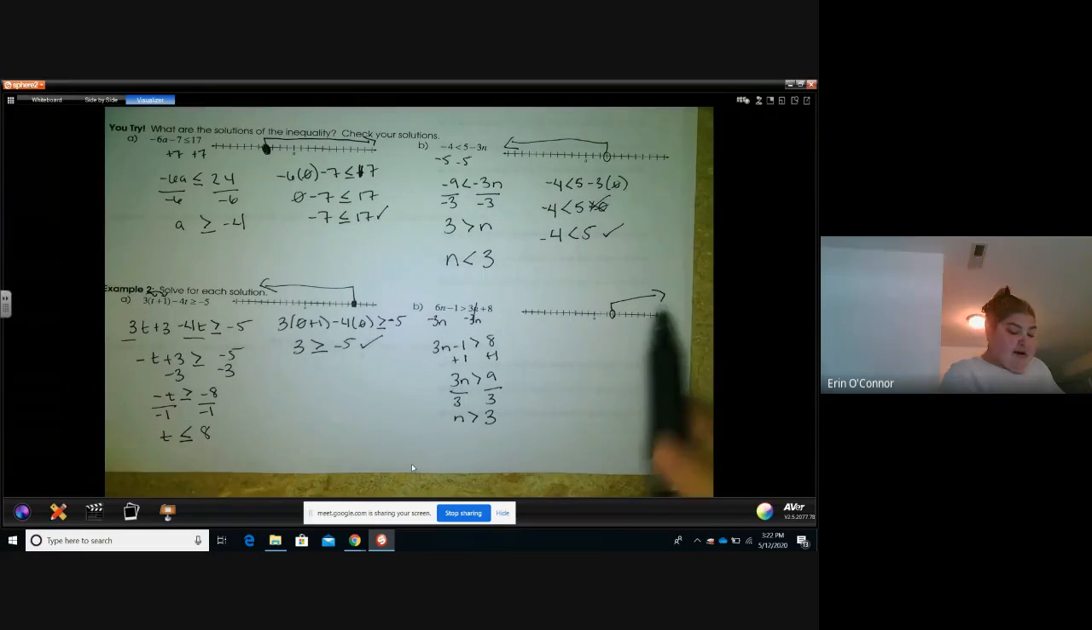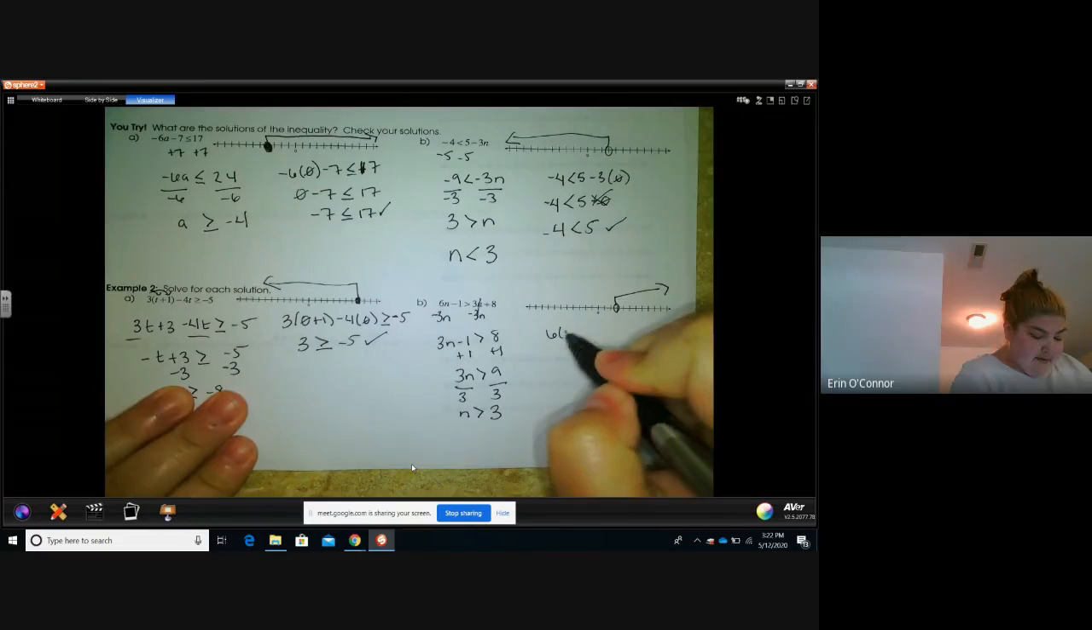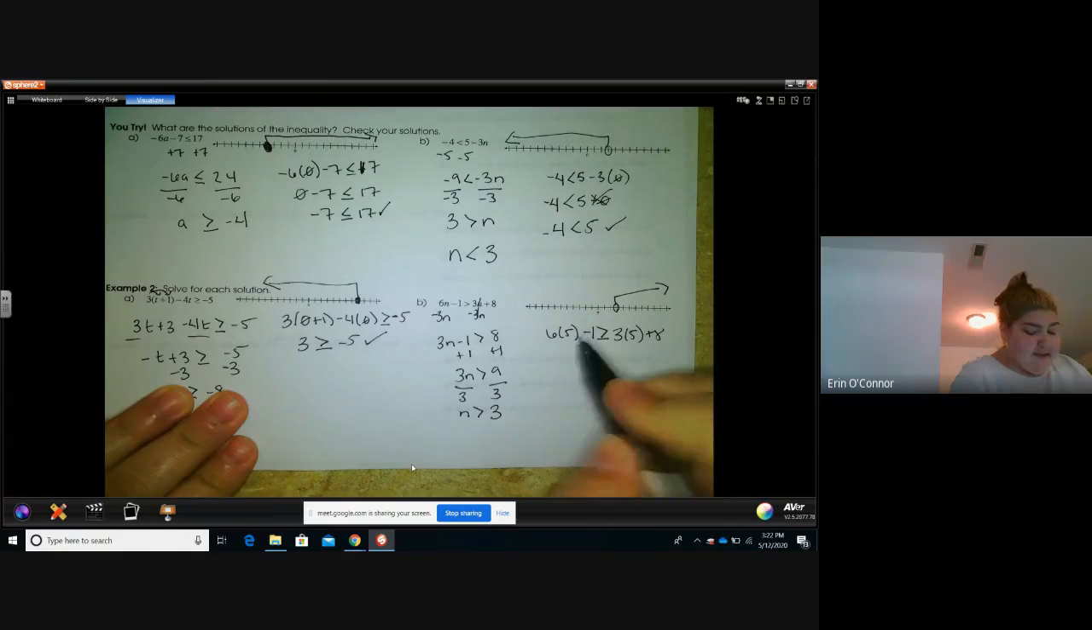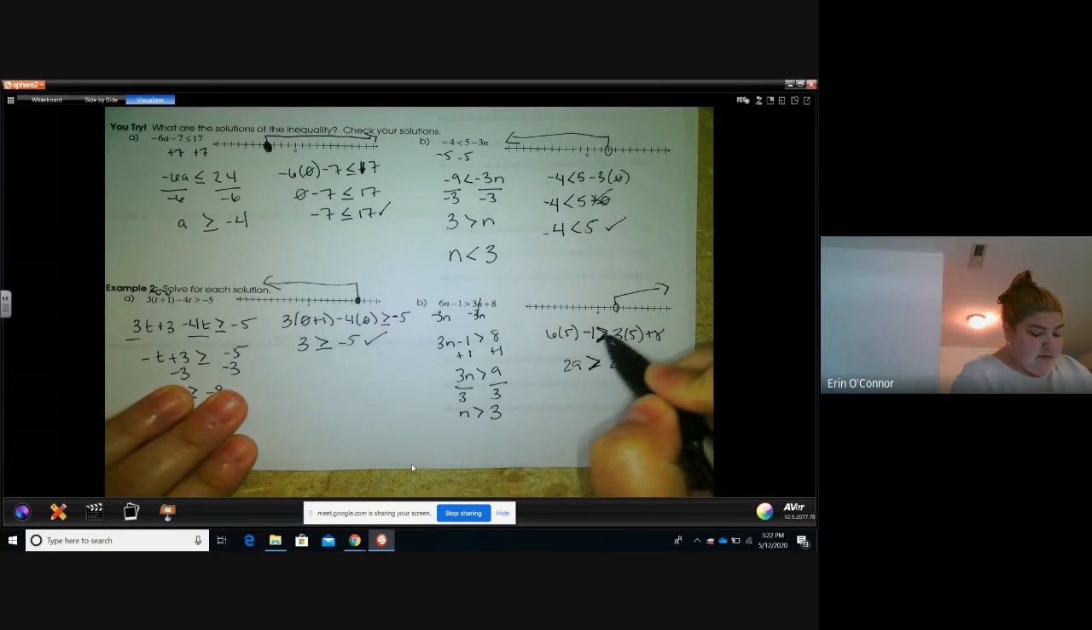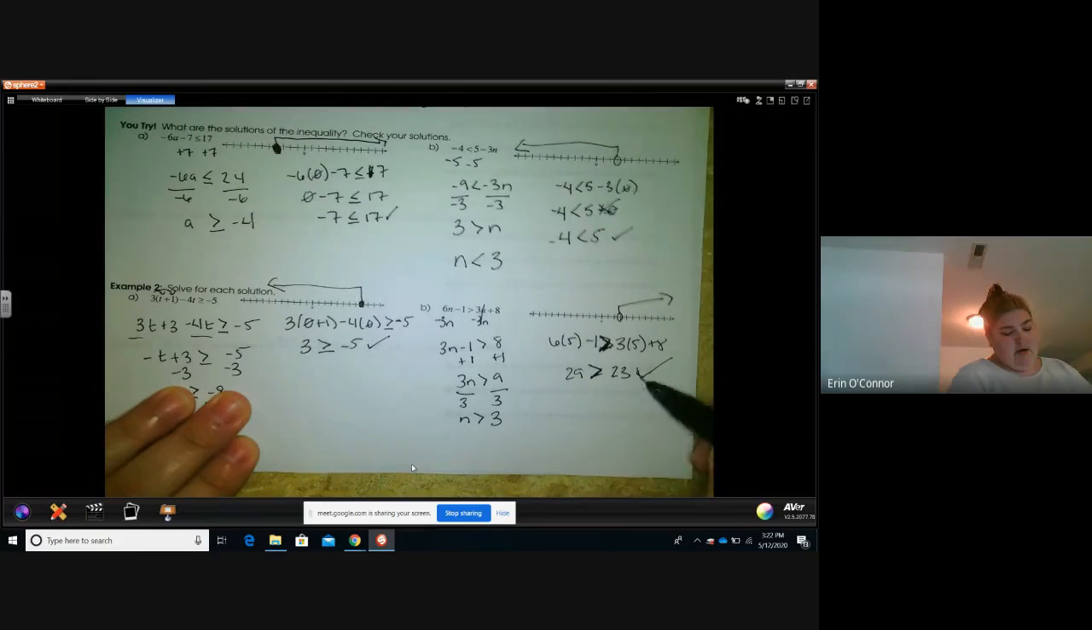Now let's see a number greater than 3. 5 is greater than 3, so let's plug 5 in. I always suggest double checking your work. 6 times 5 is 30. 30 minus 1 is 29. 3 times 5 is 15. 15 plus 8 is 23. 29 is greater than, no equal to, just greater than 23, which is correct. So we're all good there. Okay, let's keep going.